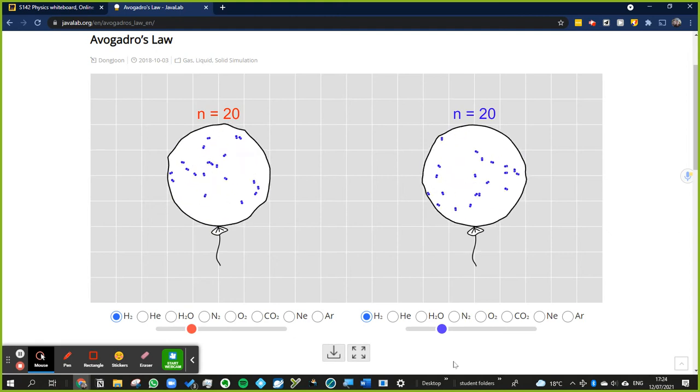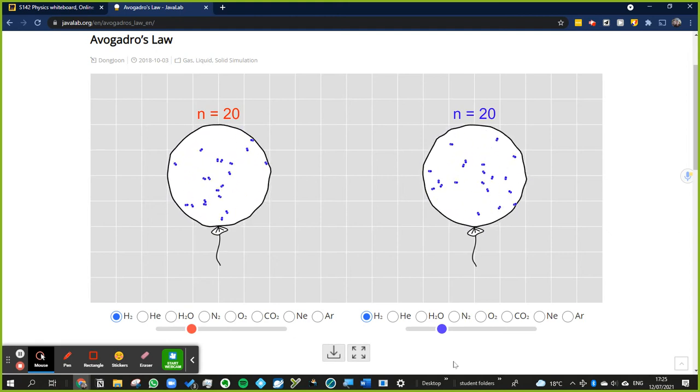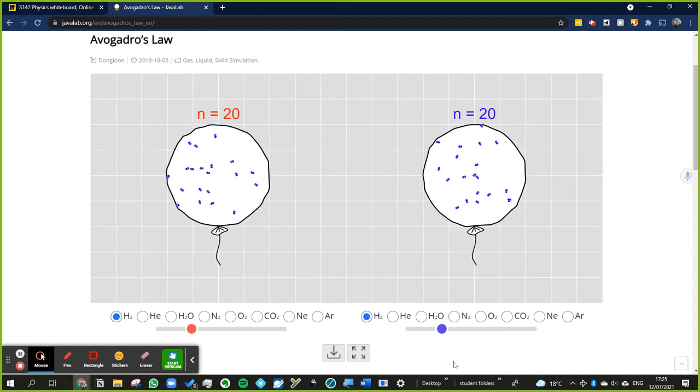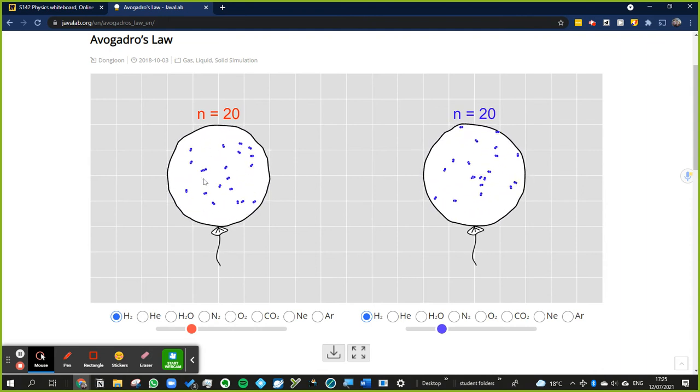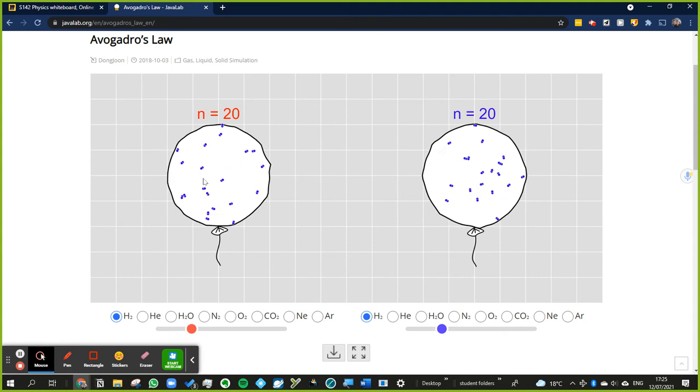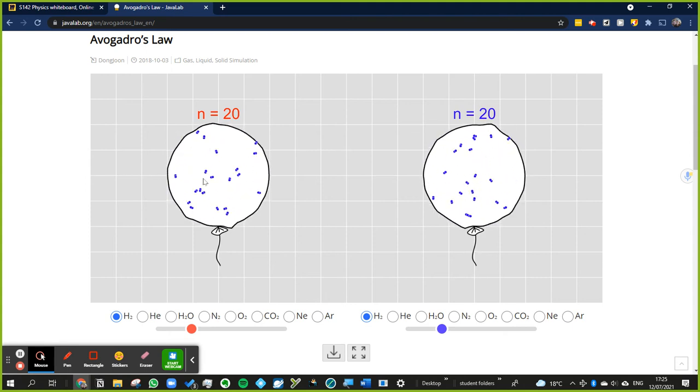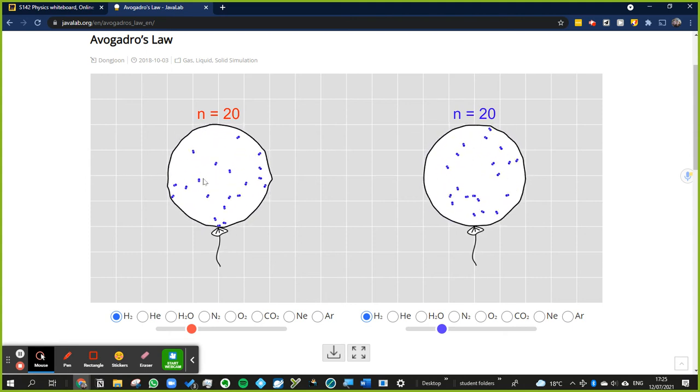Today's topic is air pressure. What this is showing you is why these balloons are being pushed outwards due to air pressure. Now, what causes air pressure is pretty much the same thing that causes air resistance.